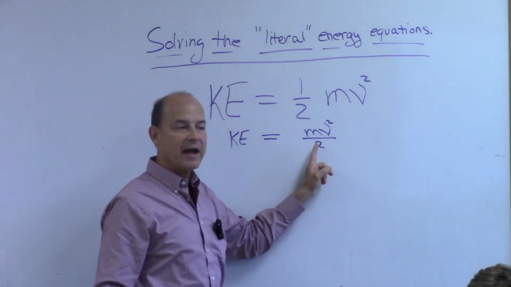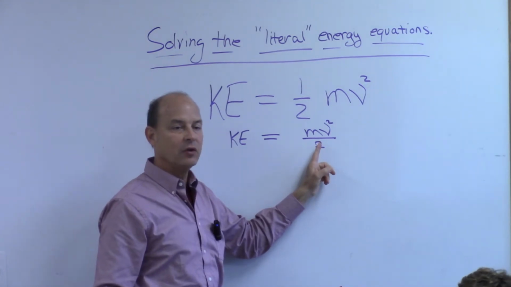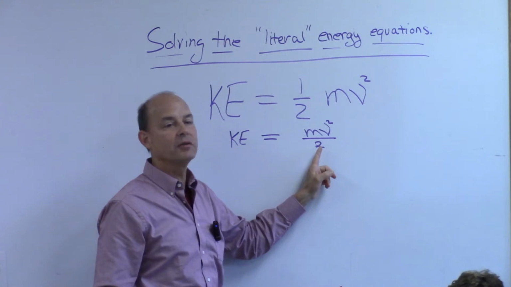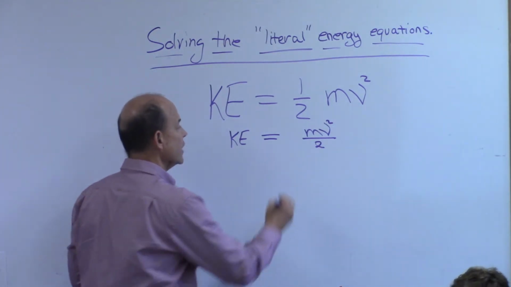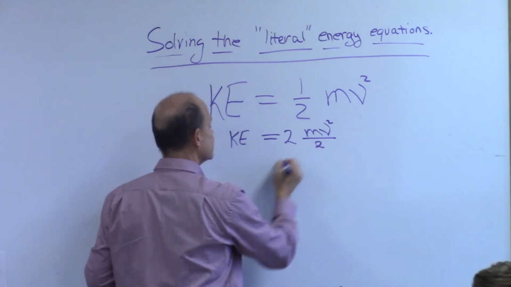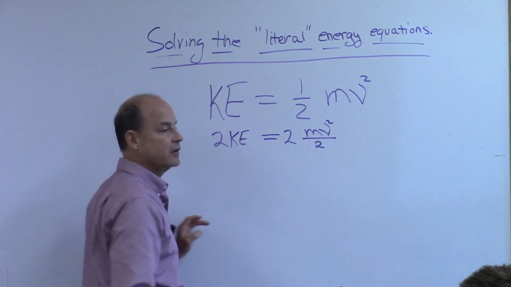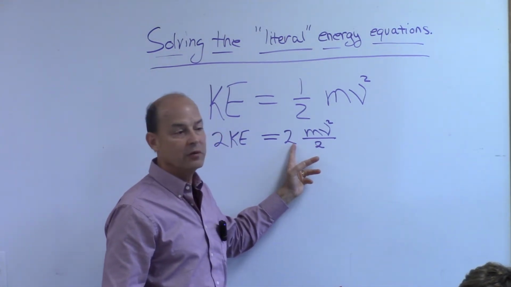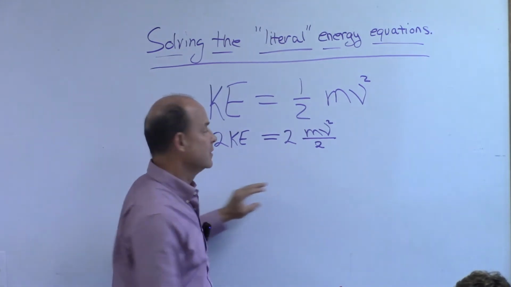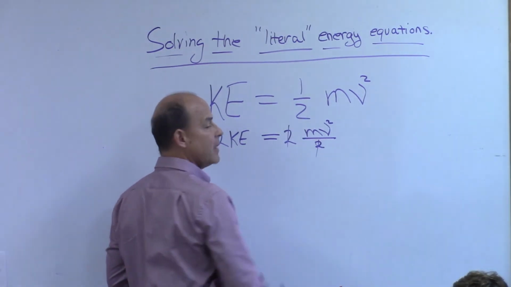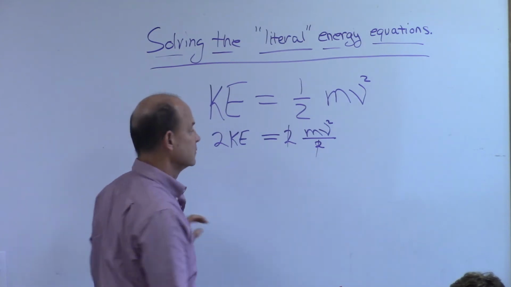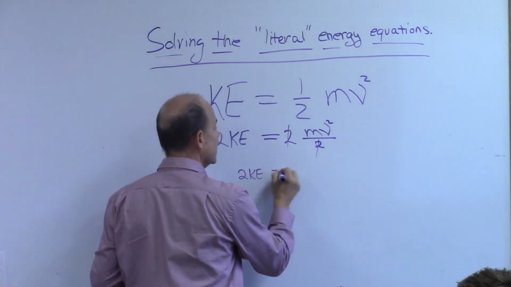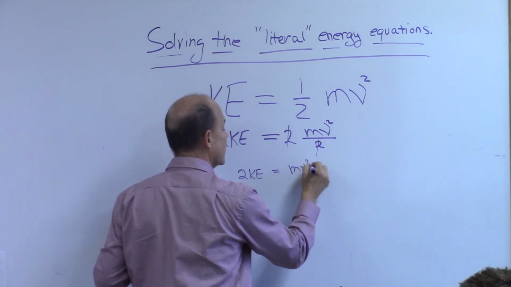If I've divided this side of the equation by 2, what do I have to do to undo that? I've got to multiply by 2, right? So let's multiply this side of the equation by 2 and this side of the equation by 2. If I have a 2 in the numerator and 2 in the denominator, hocus pocus, voodoo math, I can make those go away, right? That leaves me with 2ke is equal to mv squared.